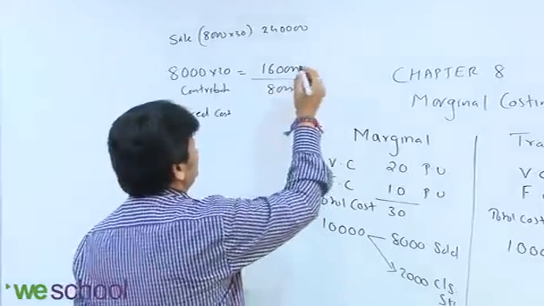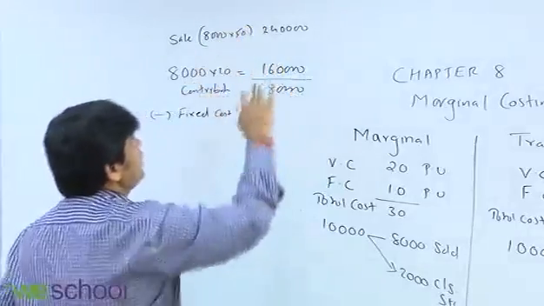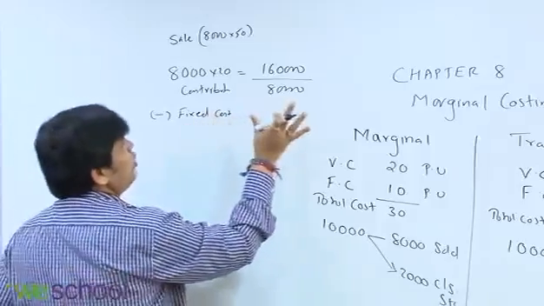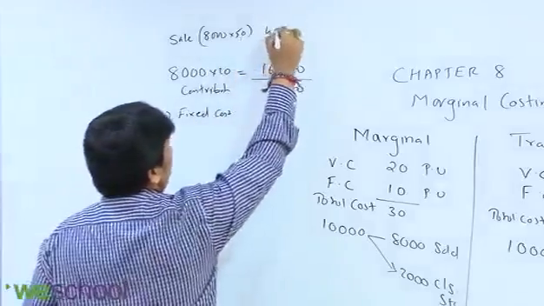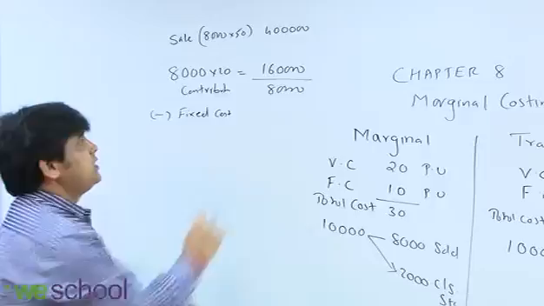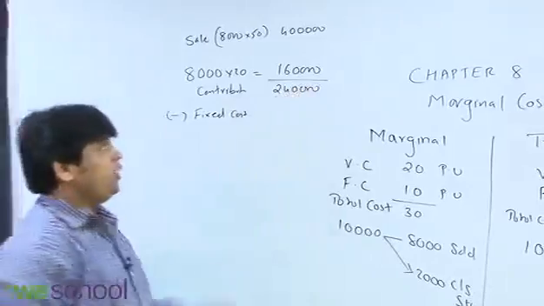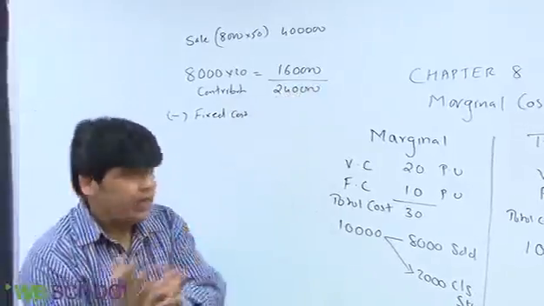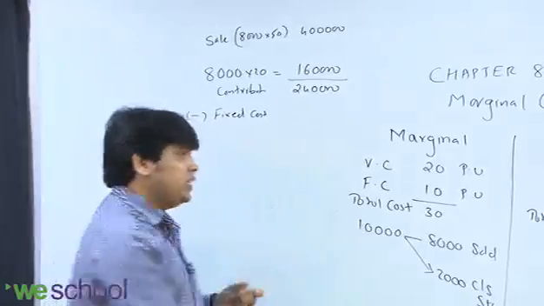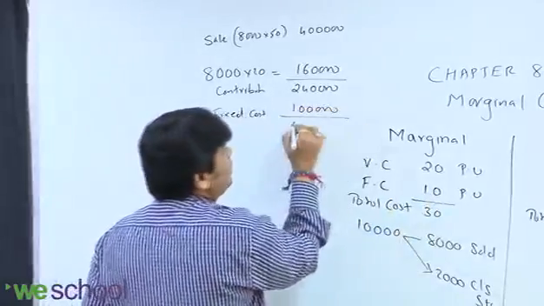Let me take some more examples so that the concept will be clear. Take 50 rupees. 8 5s are 40, it is 4 lakhs. So 4 lakhs minus 1,60,000 gives you 2,40,000. Now in marginal costing, the whole fixed cost is charged in that particular period. It is not getting transferred to the next year. So 10 into 10,000, 1 lakh. So what is your profit? 1,40,000.